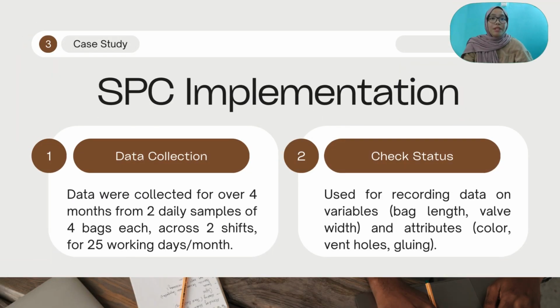In this SPC implementation, data was collected over 4 months, from April to July 2017, from 2 daily samples of 4 bags each across 2 shifts, morning and midday, for 25 working days per month. This resulted in a total of 6,400 bag samples. The check sheets in the SPC implementation are used for recording data on variables which are bag's length and valve width, and attributes like colors, vent holes, and gluing.